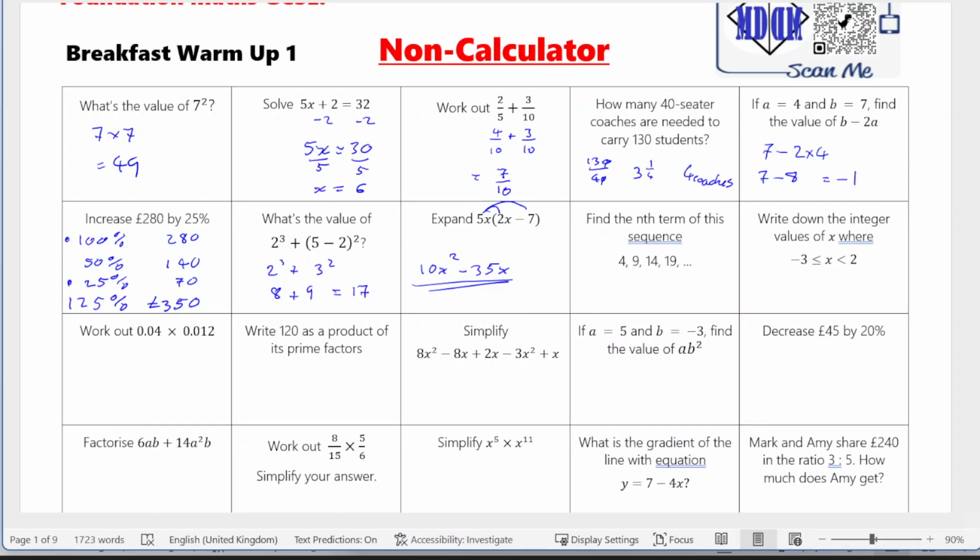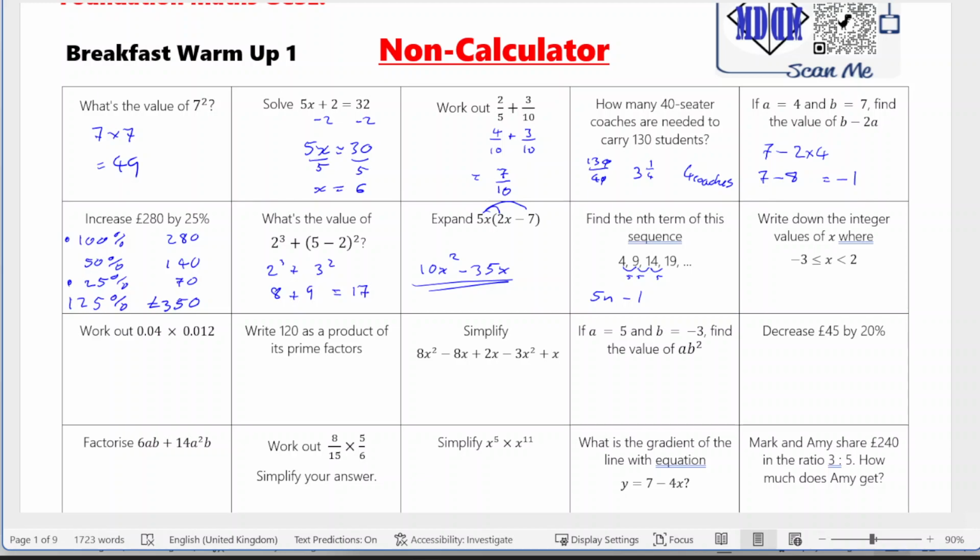Okay, find the nth term of this sequence. So we've got a common difference of 5, which means that my sequence is going to start with 5n. And then what do I need to do to the number 5? To get to the number 4, I would need to subtract 1.